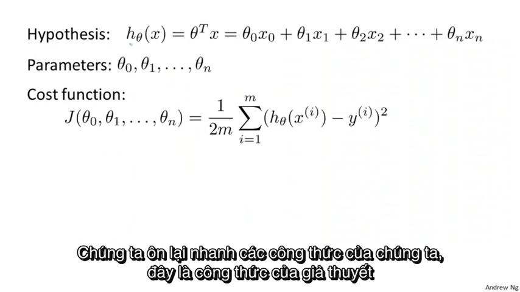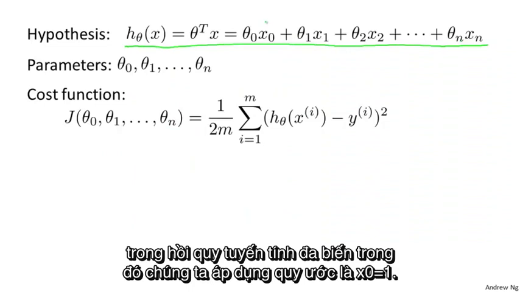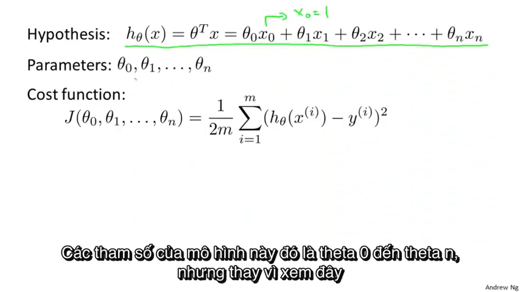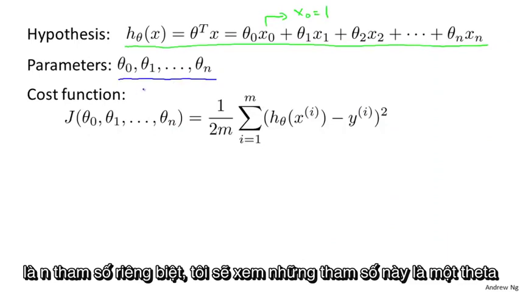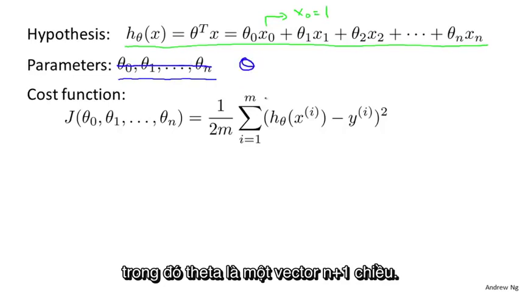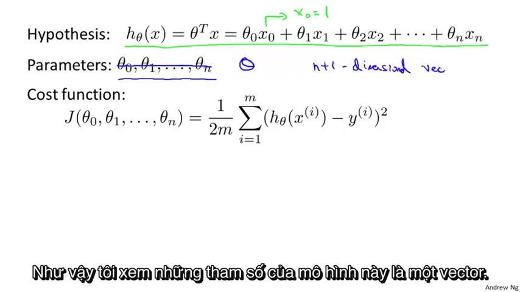To quickly summarize our notation, this is the form of the hypothesis in multivariate linear regression, where we've adopted the convention that x0 equals 1. The parameters of this model are theta 0 through theta n, but instead of thinking of this as n separate parameters, which is valid, I'm instead going to think of the parameters as theta, where theta here is an n plus 1 dimensional vector. So I'm just going to think of the parameters of this model as itself being a vector.